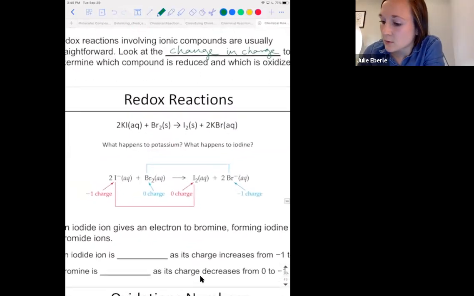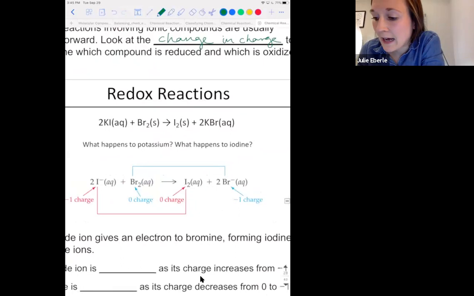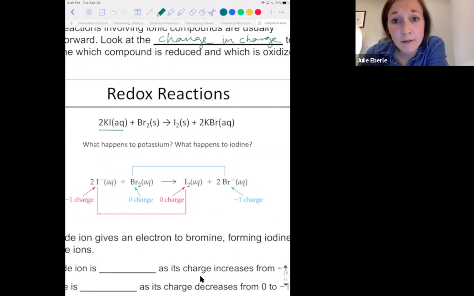So we have this reaction right here. KI, that's potassium iodide, and that's an ionic compound. And then we have bromine by itself, plain old bromine, just an element here. Now it's a diatomic, so that's why we wrote the 2 there. Don't forget your diatomics.